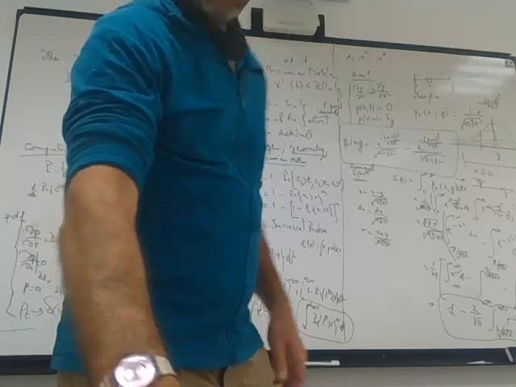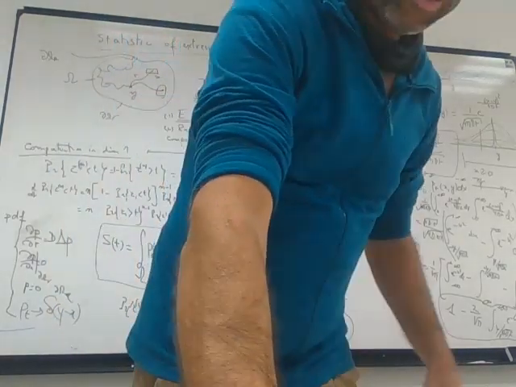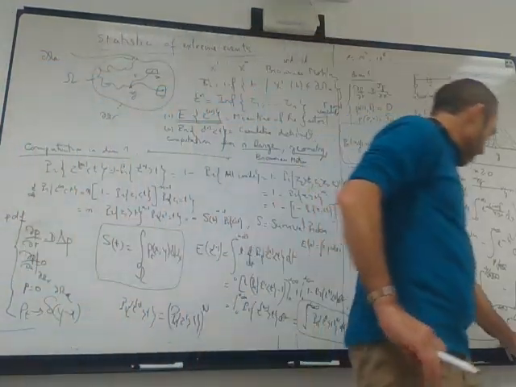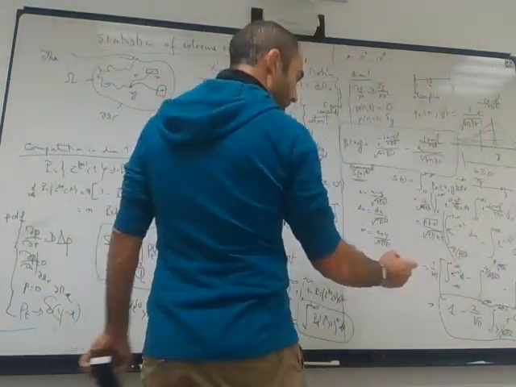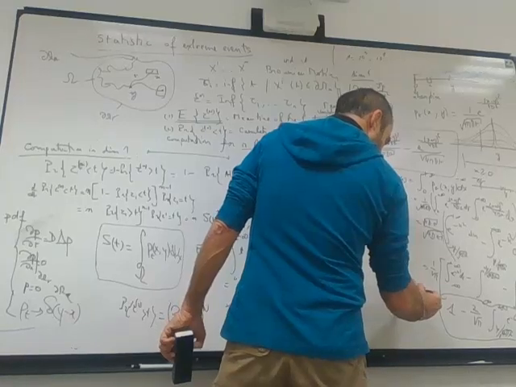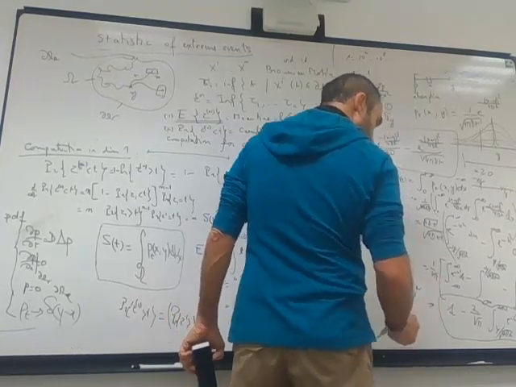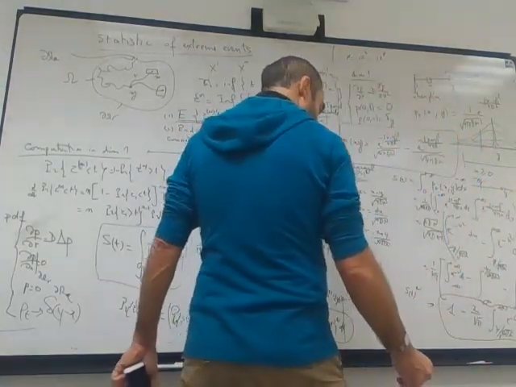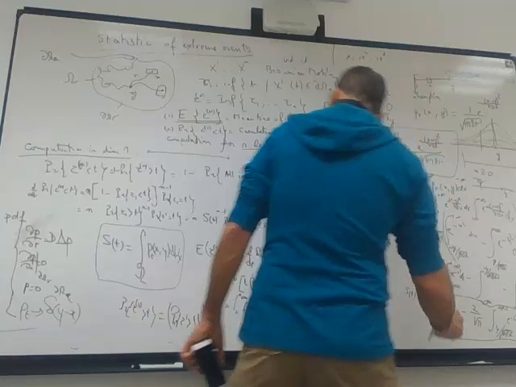Okay, so let's continue with the calculation. So this is S of t, and I'm interested in S of t to the power n. So I need to calculate this to the power n. Okay, let's write it this way.